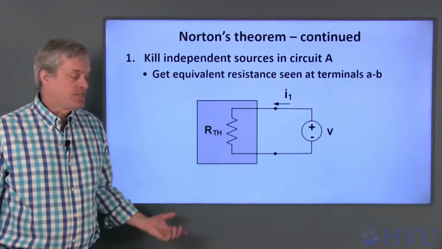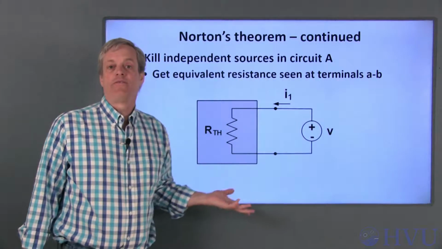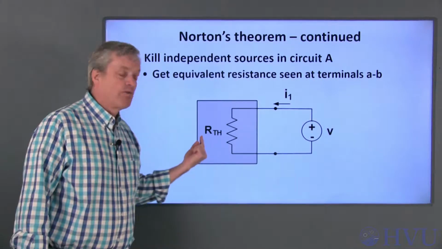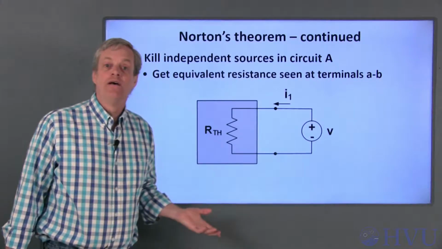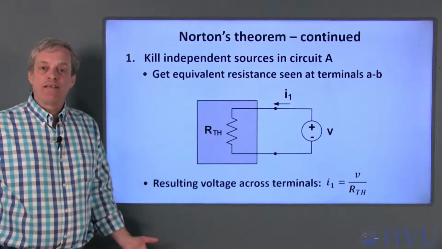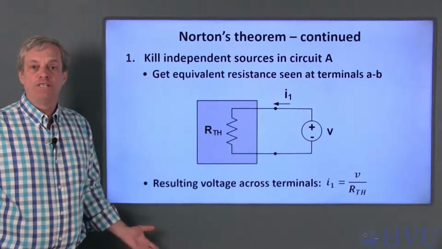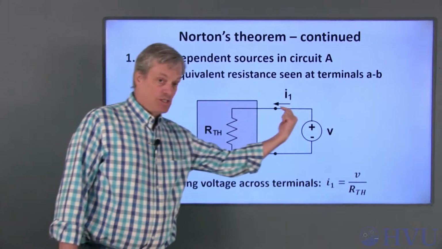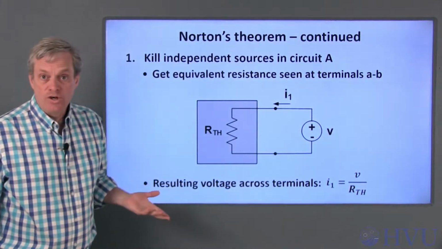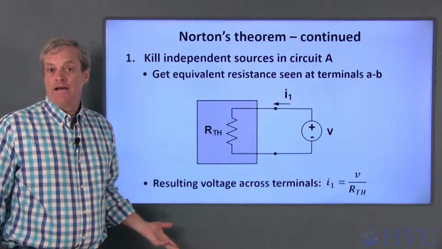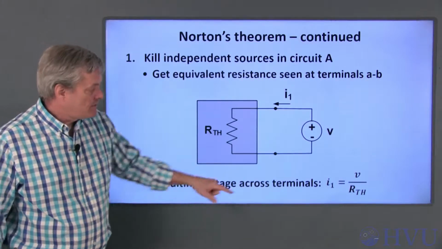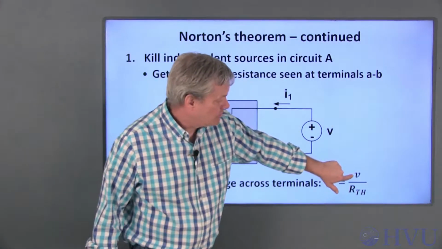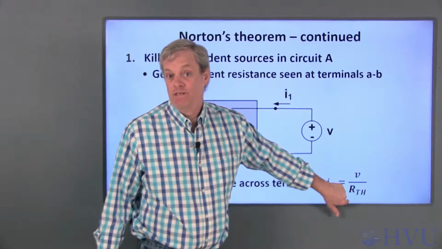The equivalent resistance of this network is still the Thevenin's resistance and is still represented as RTH. The difference between Norton's and Thevenin's theorem is that the voltage is our independent variable, and we want to calculate the resulting current. We still use Ohm's law, but the roles of V and I are reversed. Ohm's law says that the current I1 is equal to the voltage V divided by the Thevenin resistance.